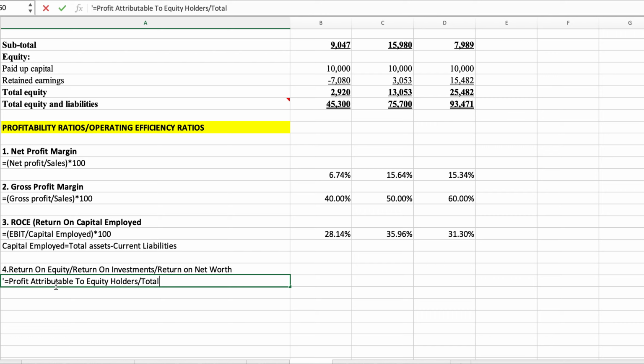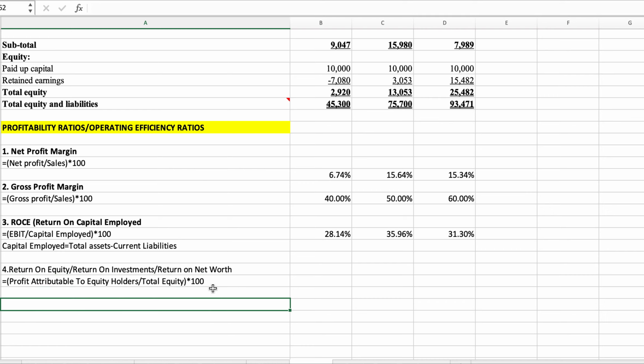Total equity. Then you multiply by 100, or express it as a percentage. So we know profit attributable to equity holders. What about total equity? How do we get total equity?